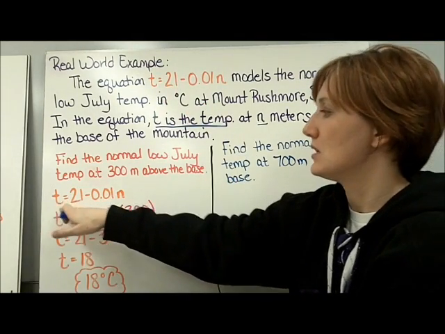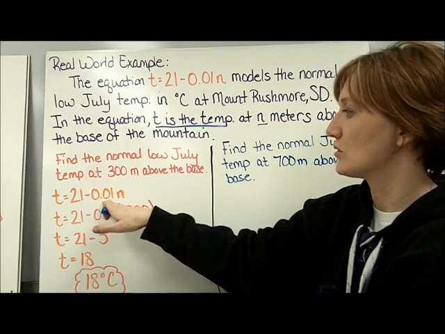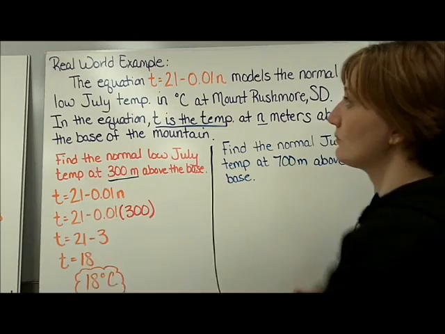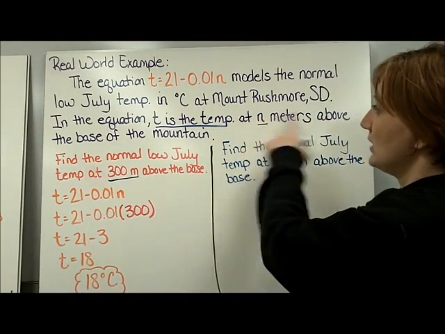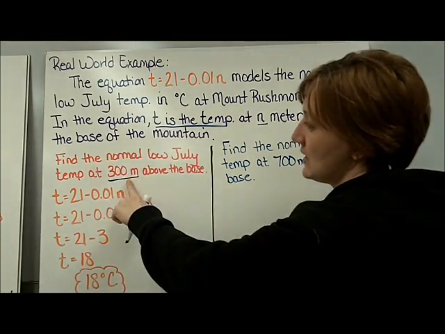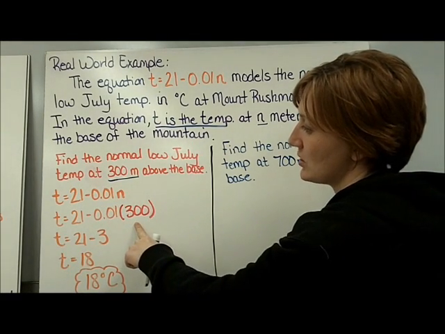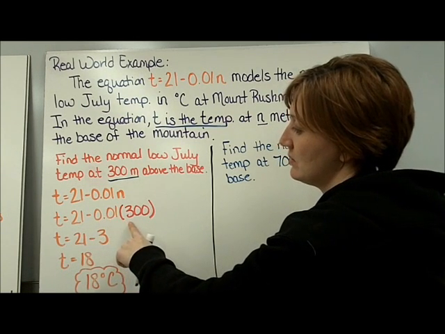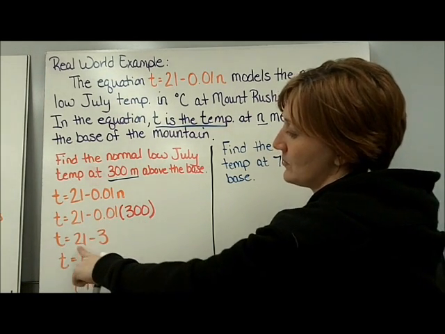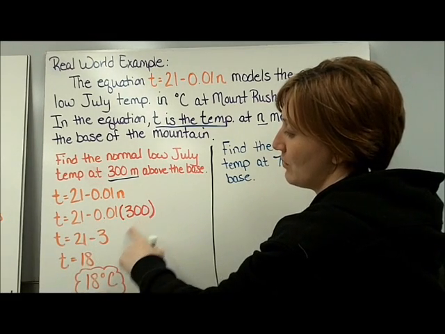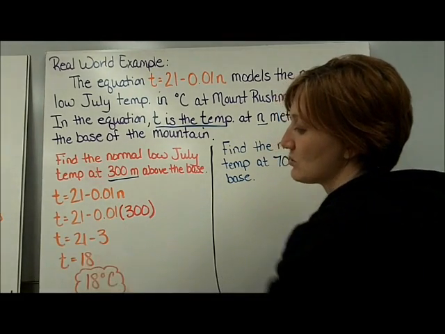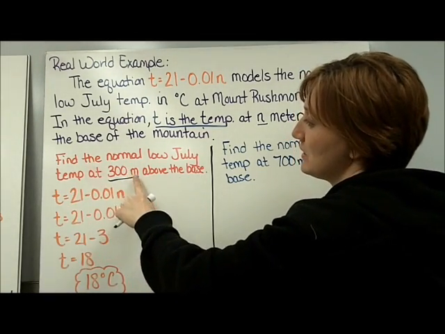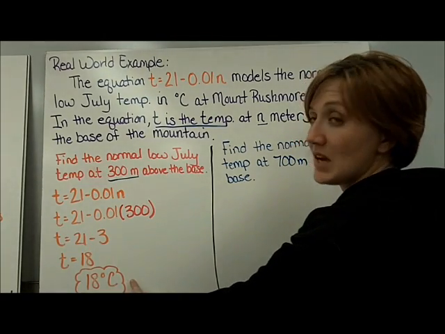Here's our equation. T equals 21 minus 0.01 N. This value is our N value, the normal low N meters above the base of the mountain. Taking this 300 meters, we put it in for the equation, and we get 21 minus 0.01 times 300. When you do this math out, you end up with 3. 21 minus 3 is 18. Therefore, the normal low July temp at 300 meters above the base of the mountain is 18 degrees Celsius.